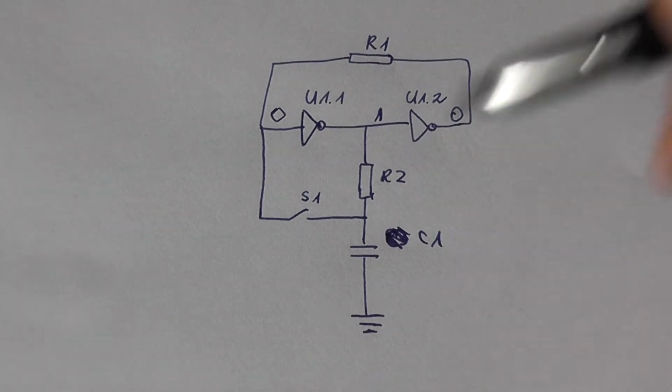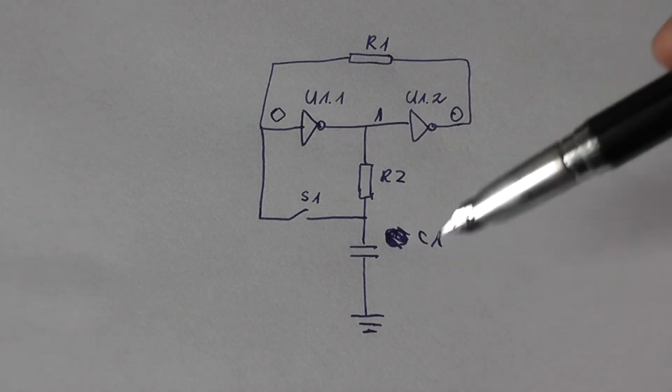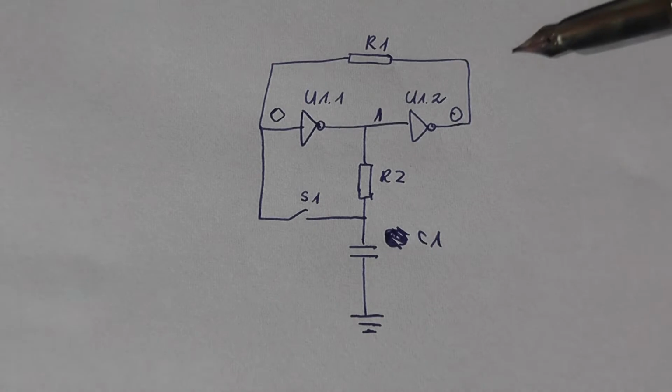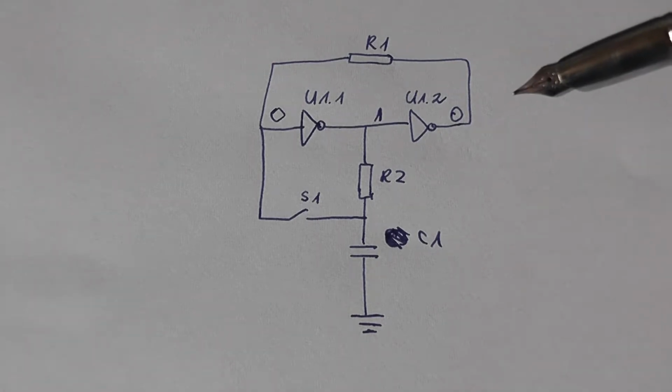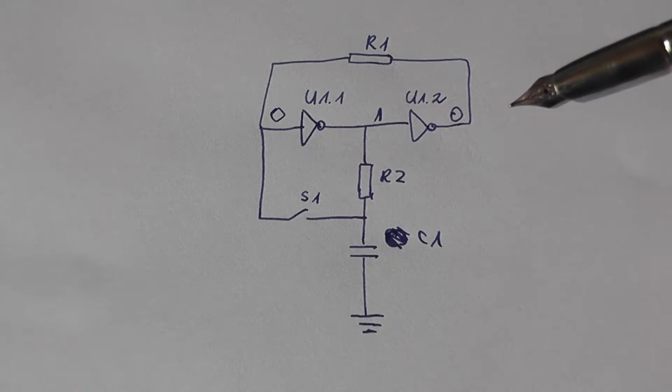Somebody might notice that we have an oscillator in here. Here it is. And they are right. This circuit might turn into an oscillator if we don't select the values of the components carefully.